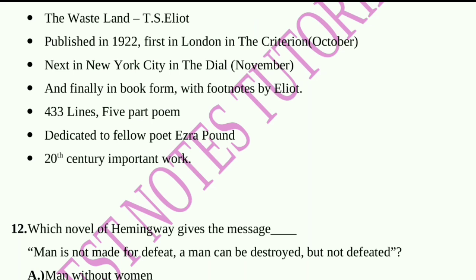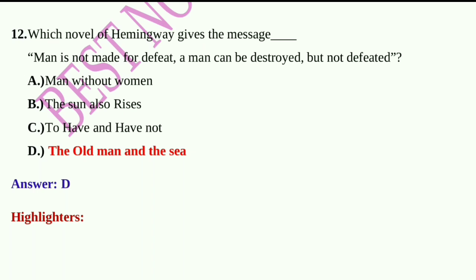Next question is question number 12. Which novel of Hemingway gives the message, man is not made for defeat, a man can be destroyed but not defeated? Option A, Men Without Women. Option B, The Sun Also Rises. Option C, To Have and Have Not. Option D, The Old Man and the Sea. And your answer is The Old Man and the Sea.